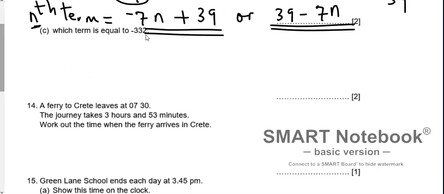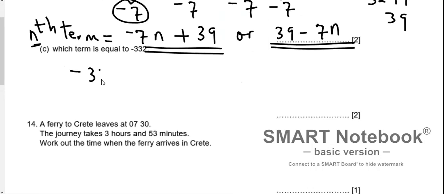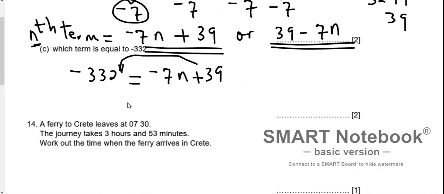Which term is equal to negative 332? So you simply write negative 332 equals the nth term, which is negative 7n plus 39. And then find the value of n. If n is a whole number, then we're going to mention that the term is that number. Okay. Then how do we move from here? This positive 39 will be going to this side. So we're going to have negative 332 minus 39 equals -7n.